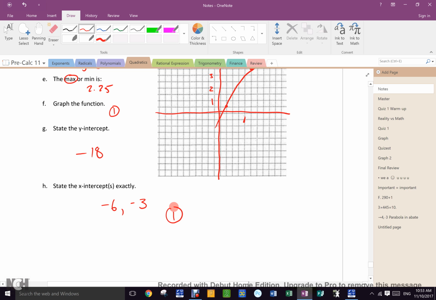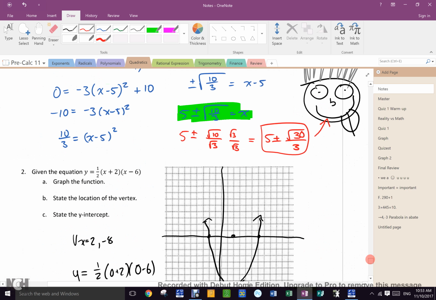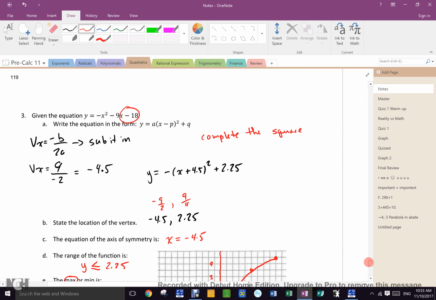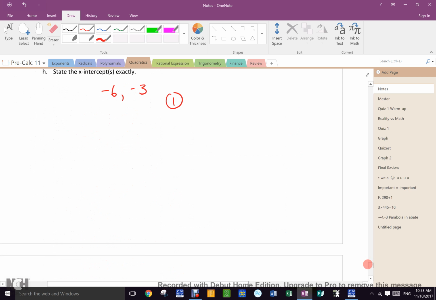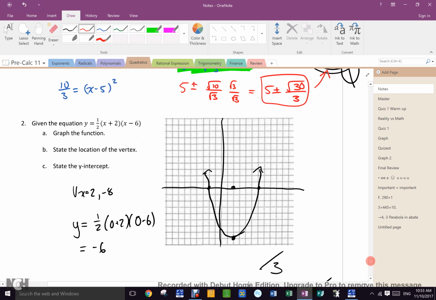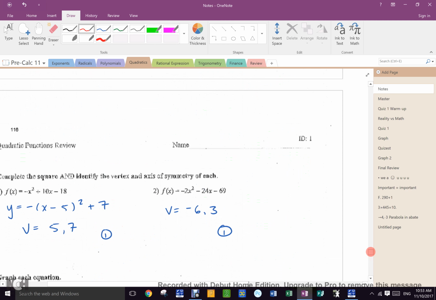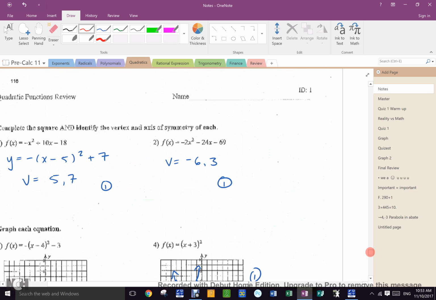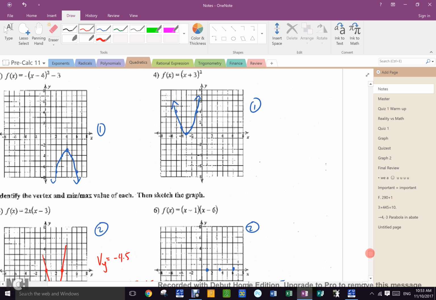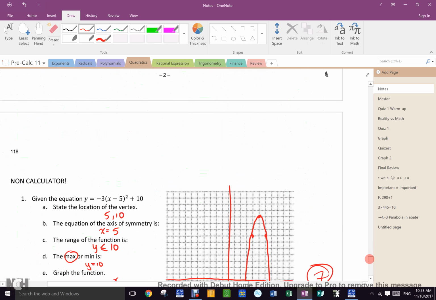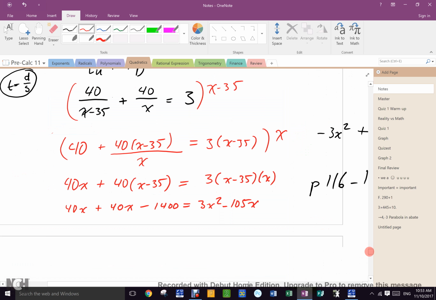For 1 mark, making that page out of 8. Making the whole thing out of 8 and 10 is 18. Another 10 is 28. And another 12, I think. No, that first page was out of 8. So 16 and 20. It's out of 36, yeah?